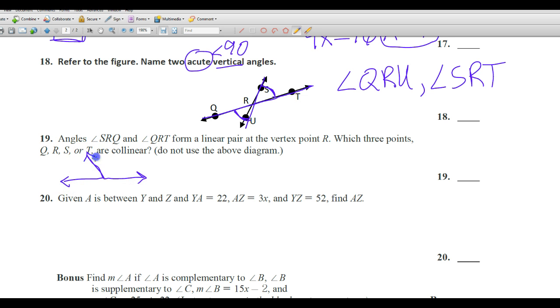So remember the definition for linear pair. A linear pair is a pair of adjacent angles whose non-shared sides form a straight line, or opposite rays. So we have a straight line, and then we have two angles, this angle and this angle right here, forming our linear pair. So it says, which 3 points are collinear? Well, Q is up here by itself, so S, R, and T lie on the same line.